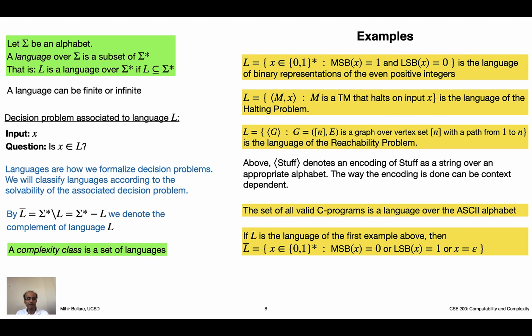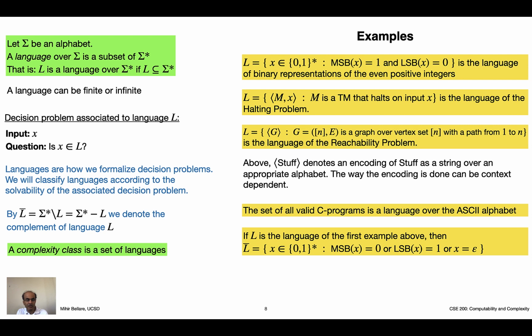So the decision problem associated to the language is that you're given an input little x and you're asked if x belongs to the language. And so there are corresponding such problems for all the things on the right. Our quest will be to take different languages, in other words, different decision problems, and classify them according to their solvability. Are they solvable or not? With what efficiency? What type of solvability? And so forth. We will often be interested in the complement of a language.